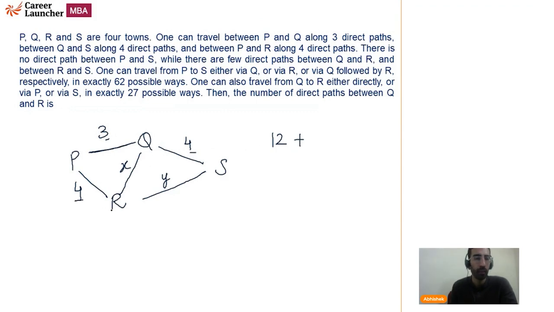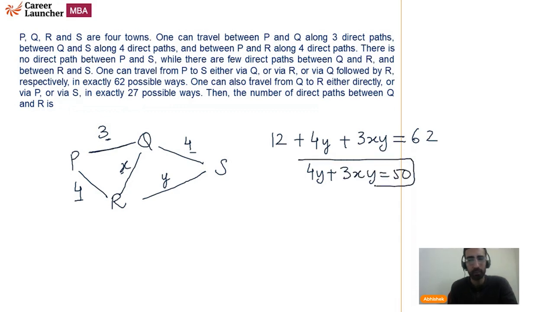And then PRS would be 4 into Y. That's P to S via R. And PQRS would be 3 into X into Y. This is equal to 62 possible ways, which basically gives us an equation 4y plus 3xy is equal to 50.